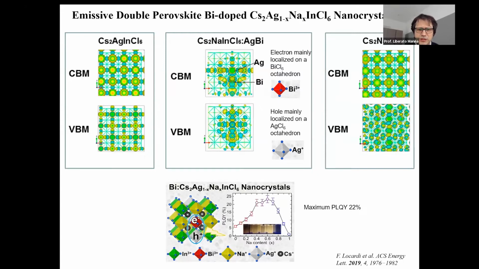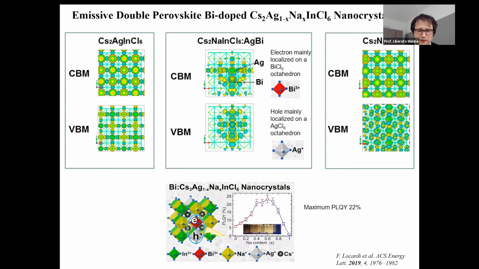And so the emission is due to a local recombination from carriers localized at, let's say, neighboring octahedra. And the efficiency of this emission is, of course, regulated by the ratio of silver to sodium. Now, the way it works here is that the sodium chloride octahedra act as, let's say, electronic confining barriers. So if you have a lot of them, you have a few isolated silver chloride octahedra.